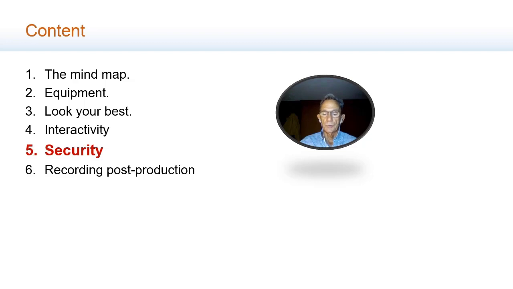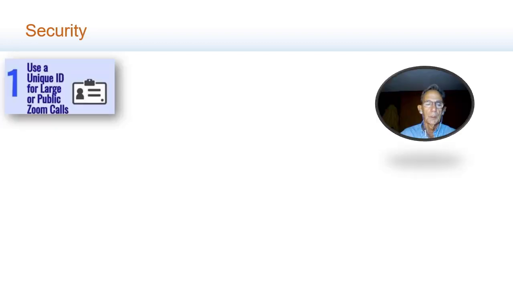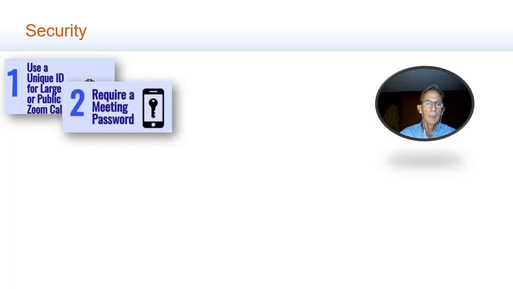Security is another issue you have to take care of. Let's see some security features now. One is to use a unique ID for your webinars or your public meetings. We will see later where you can find instructions for this. Also, always protect access to your webinar with a meeting password. This is important so that people that you do not want cannot get into your webinar.